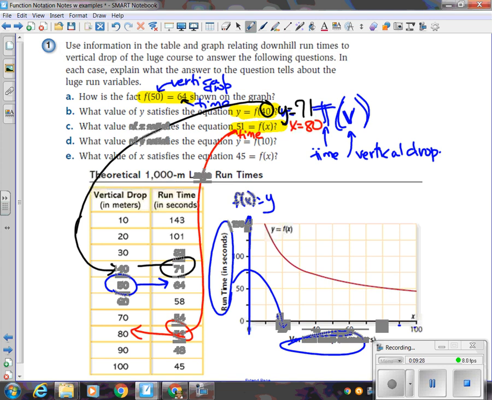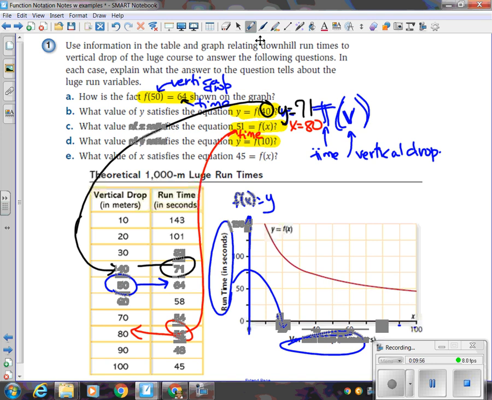Do you understand how we're getting these answers? Is this making any sense at all? I am trying to make you notice what the parentheses means and notice what the equals means. Okay, next one. Write this down on your paper. Y equals F parentheses 10. Just write that part down.